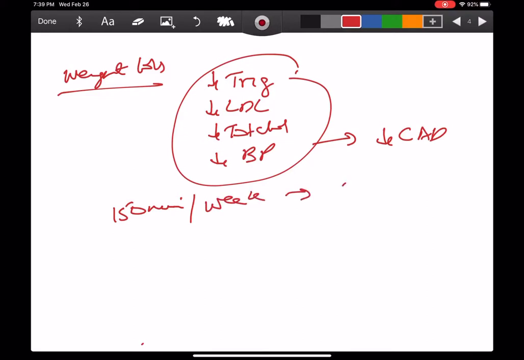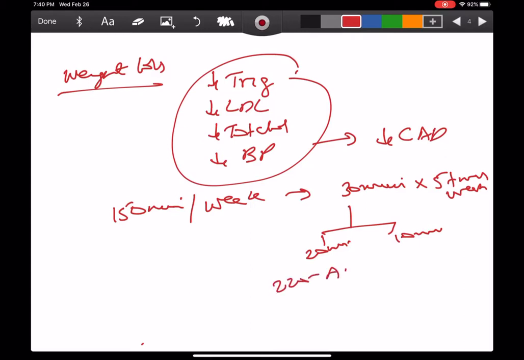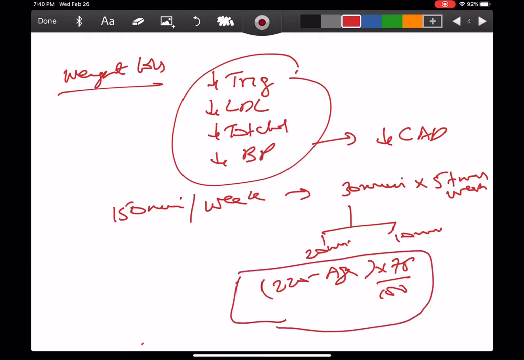and these are divided into 30-minute sessions for 5 times a week. These 30-minute sessions should have 20 minutes workout and 10 minutes rest. During the 20 minutes, you need to achieve a heart rate of this value, that is 220 minus age and 75% of this value. So you need to have this heart rate for 20 minutes to benefit your heart on the long term and stay safe from coronary artery disease.